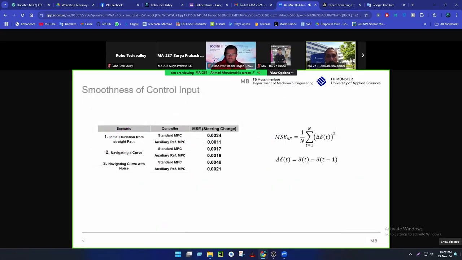To show the result quantitatively, we define the mean square error for the steering rate. And as you can see, for the first scenario, the MSE value of 2.4 thousand is now 1.1 thousand with the proposed model, which shows more than 50% improvement in the steering rate. The second scenario showed no improvement, for the reason that we talked about, there wasn't noise or deviation. But the third scenario, navigating the curve with noise, also showed more than 50% improvement in the steering rate.